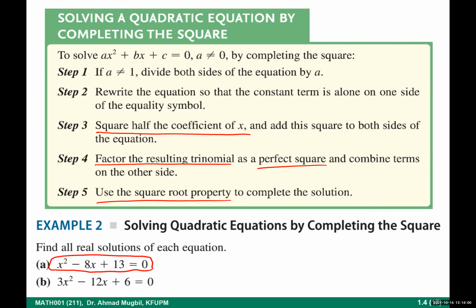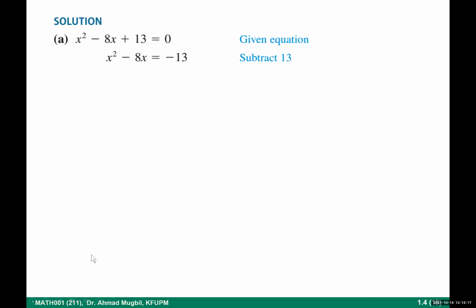What is step number 1? Is the coefficient of x squared 1? Yes. Positive 1, not only 1. Even if it is negative 1, you have to divide both sides by negative 1. So x squared, it is positive 1. Good. We will go to step number 2. What will we do in step number 2? We will add negative 13 to both sides. Then we will ask ourselves, what is the coefficient of x? Negative 8. The half of it, negative 4. Square it. Add 16 to both sides.